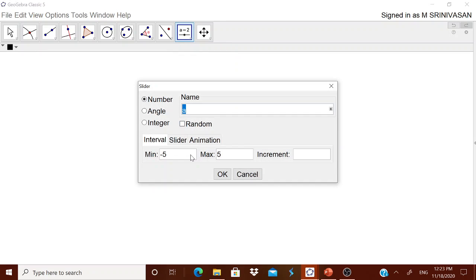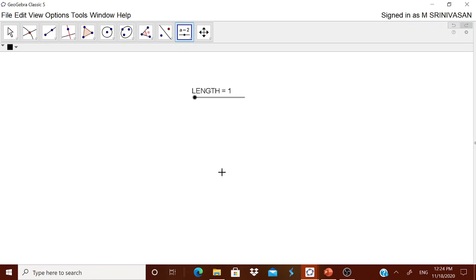I think I have already discussed this slider in the previous video. You can have either a number, an angle or an integer. Let me go to the integer now. Let me start with 1, have it up to 10, and increment as 1. Now this I can have any name. Let me give the name as length. I want to fix the length from 1 to 10 only. You can have any number to any number, but I am just fixing it as 1 to 10. I am just clicking OK.